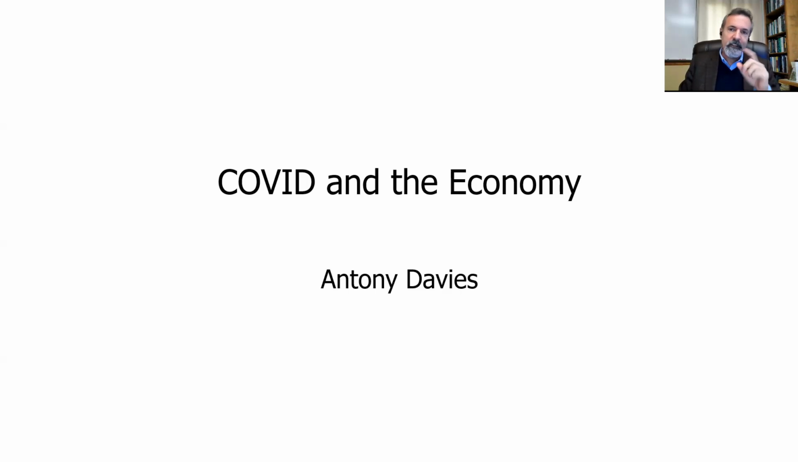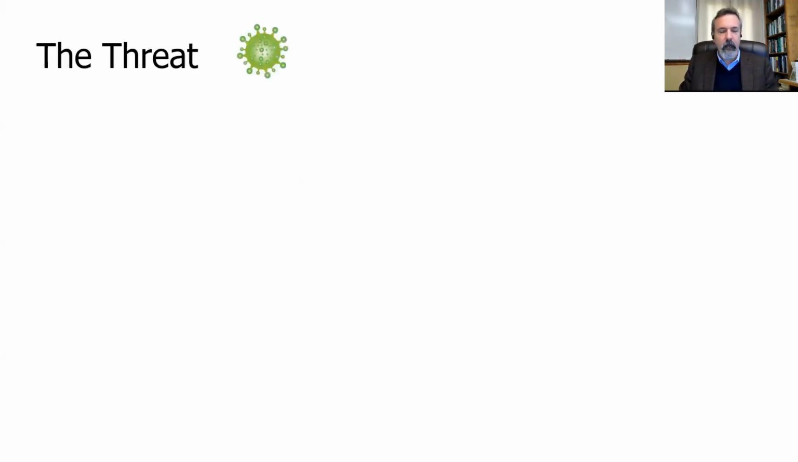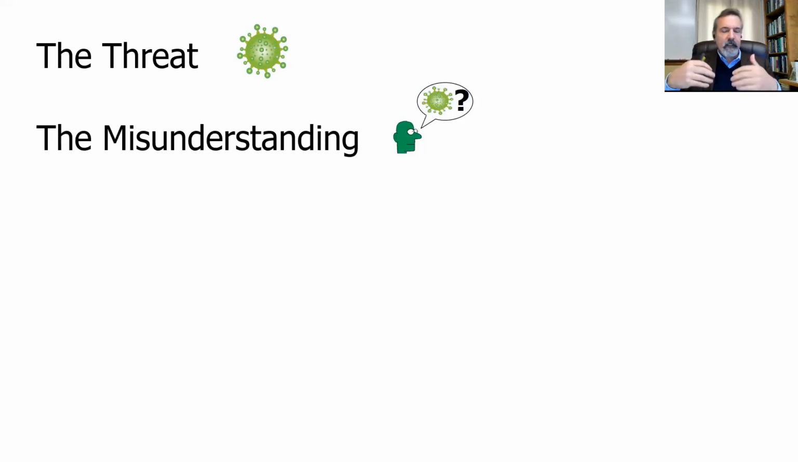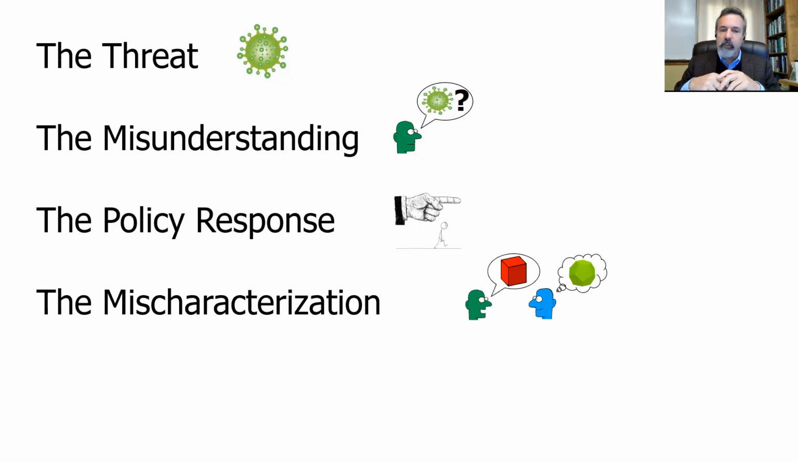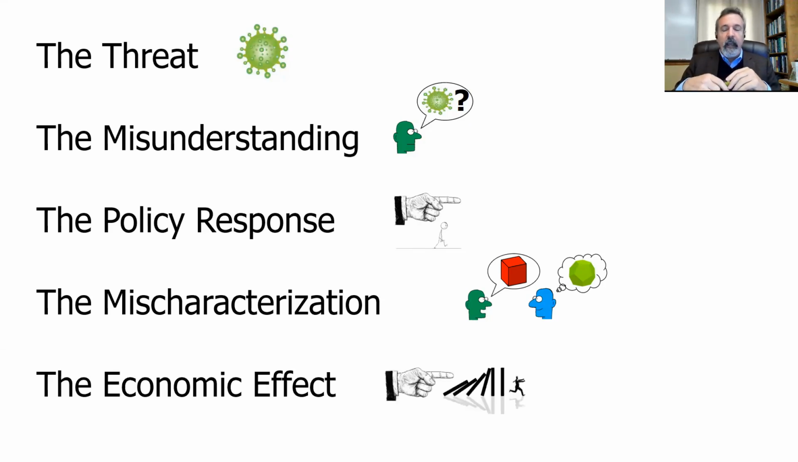So I want to focus more on the data that came through and the economics that's going on in the background. This story starts with the threat, which is COVID itself, and then I claim there was a misunderstanding initially. This misunderstanding led to a policy response that might have been different had the misunderstanding not existed. This policy response was picked up by the media, which created a mischaracterization. And these two things, the policy response and the mischaracterization, fed back on each other in a way to give us an outcome that, had we sat back and thought about it more carefully, we probably would not have chosen. And then finally, all of that leads to some economic effect that I'll talk about.